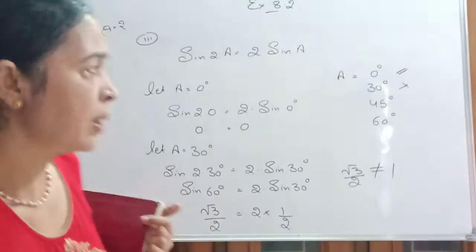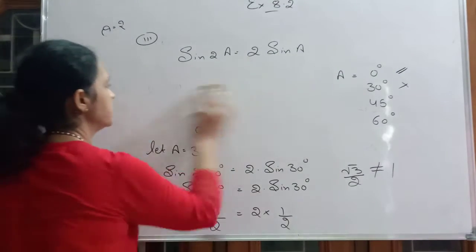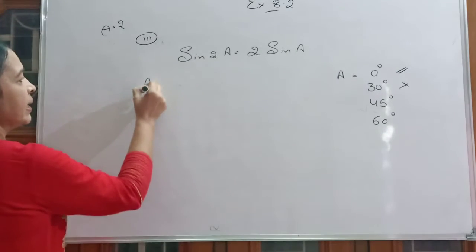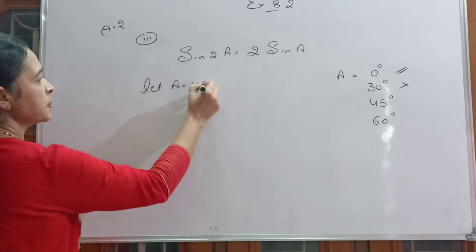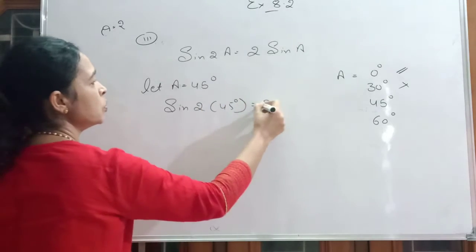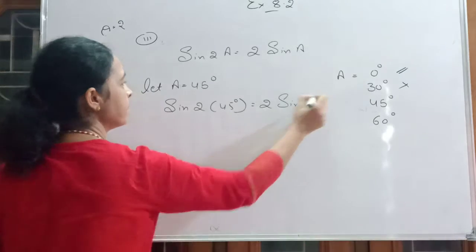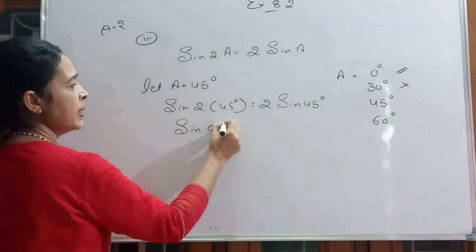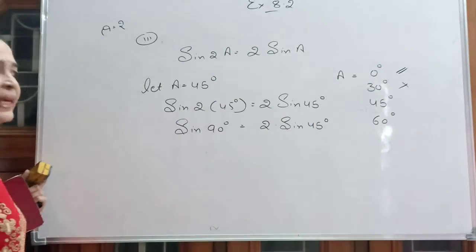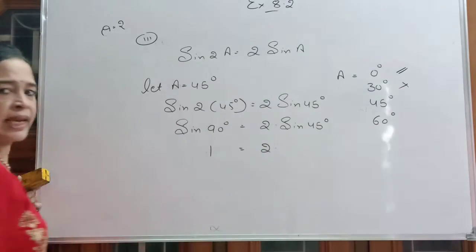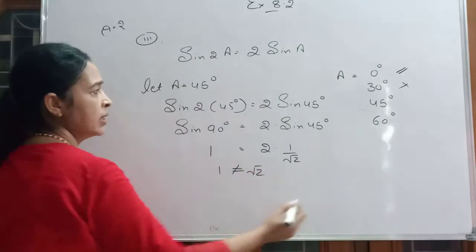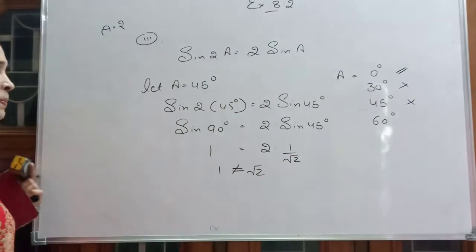Next, pause the video and note it down. We will check other values also. C is 45 degree. Let A equals to 45 degrees. Sin 2 into 45 degrees should be equals to 2 into sin 45 degrees. Sin 90 degrees should be equals to 2 into sin 45 degrees. What is the value of sin 90? 1 equals to 2 into, what is sin 45? 1 by root 2. 1 is not equals to root 2. Therefore, this option is also not correct.